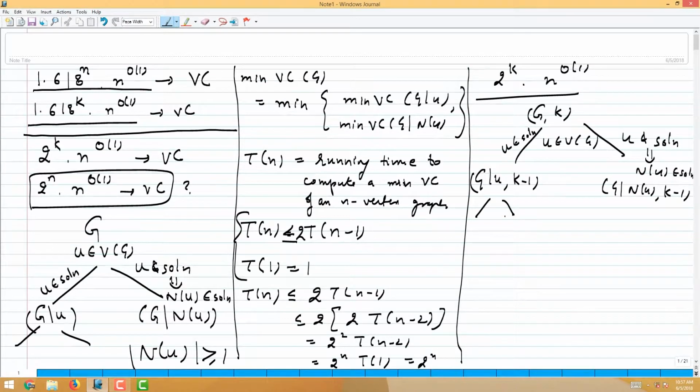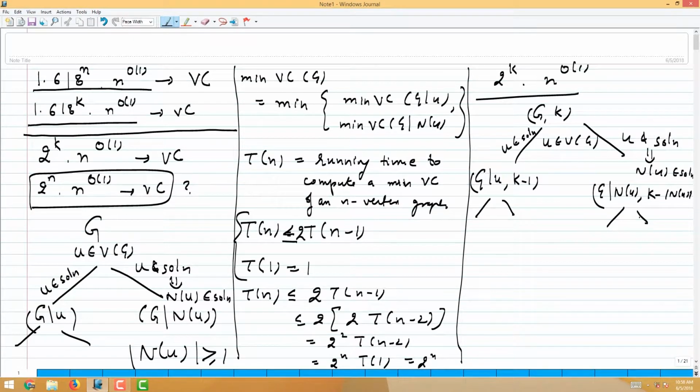So when do you stop here? For example, in this 2 power n algorithm, you stopped when the graph had only one vertex. So the instance here is G minus u, comma k minus 1. Anyway, and then again you branch on this, right, and keep on doing this.